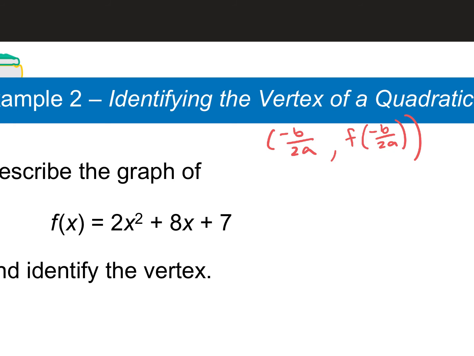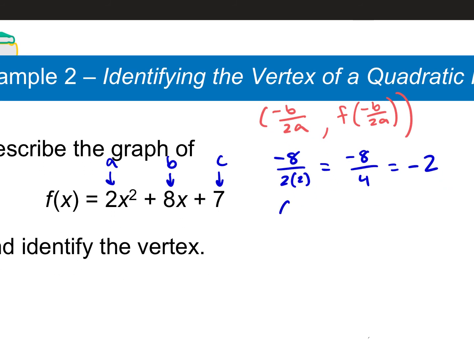So let's start by finding our x in our vertex. What's our a? What are we going to plug into a? 2. This is a. And what's b? 8. And then c is 7, but we don't use that for finding our vertex. But it's good to know. So I'm going to plug in negative 8 over 2 times 2. So this would be negative 8 over 4, which simplifies to what? Negative 2. So my x value in my vertex is negative 2.